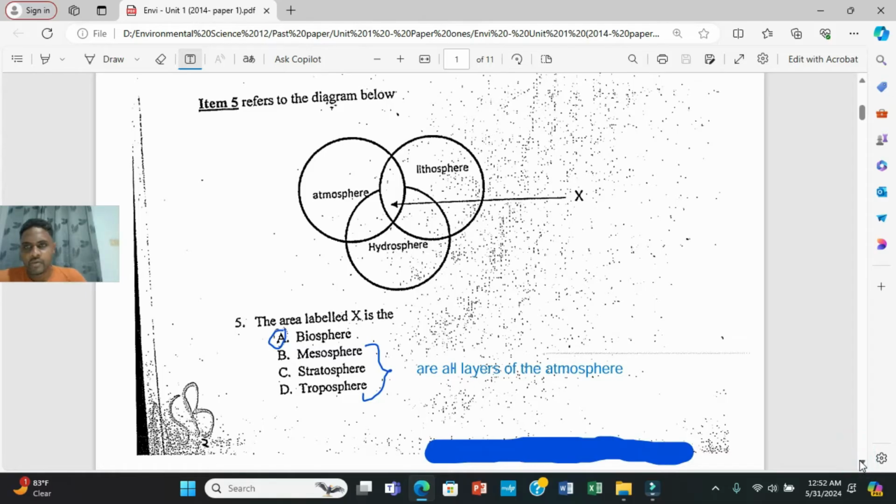Number 5 refers to the diagram below. The area labeled X is the, and the answer is A, the biosphere, meaning all the living things. So of course, guys, living things need some amount of atmosphere, which is the oxygen, or even for plants, the carbon dioxide. They need some of the water and the soil.